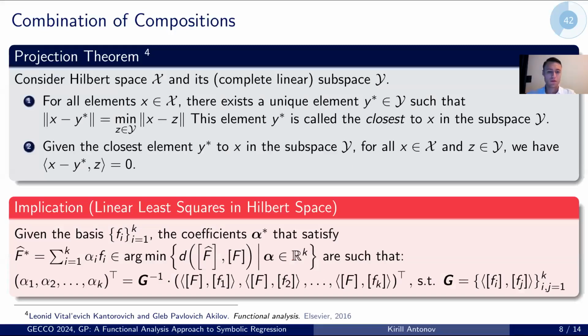Then, to find the optimal constant, we use the projection theorem, which supports both finite and infinite cases. It guarantees that there exists a unique closest approximation of the given function. And in order to find the exact values of the constants, we solve the following equation by inverting the Gram matrix and multiplying it by the following vector of inner products.